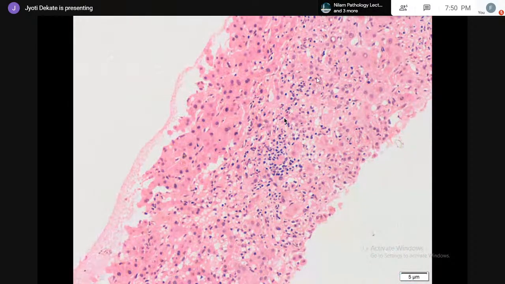Another area from the same biopsy where we can see there are these areas of confluent hepatocytic necrosis, there are these scattered foci of lobular necroinflammation and cholestasis.